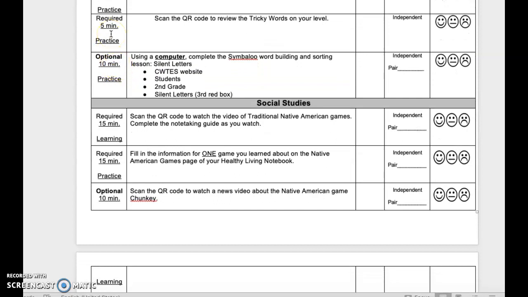Required 5-minute practice. Scan the QR code to review the tricky words on your level. This is independent. Reflect when done.